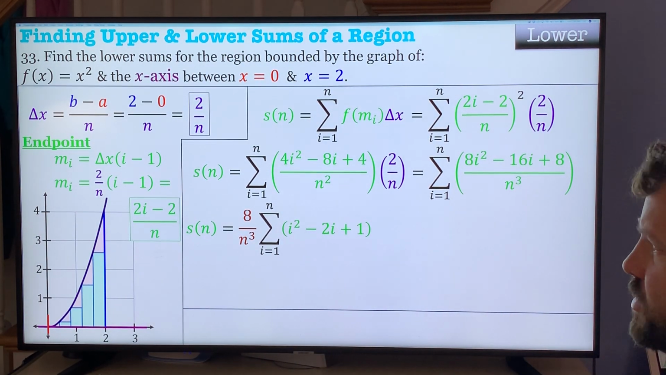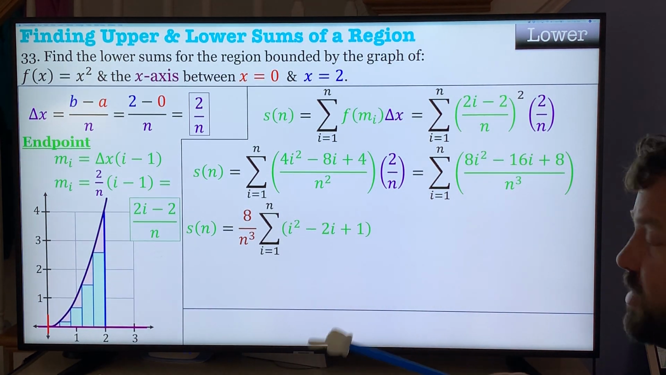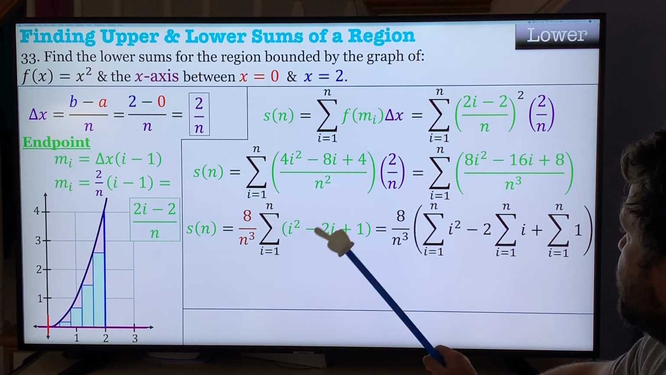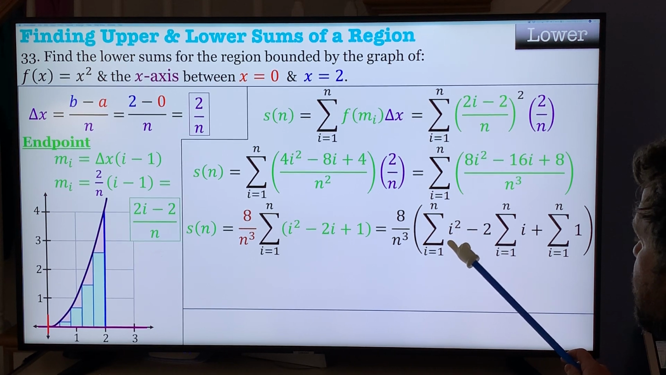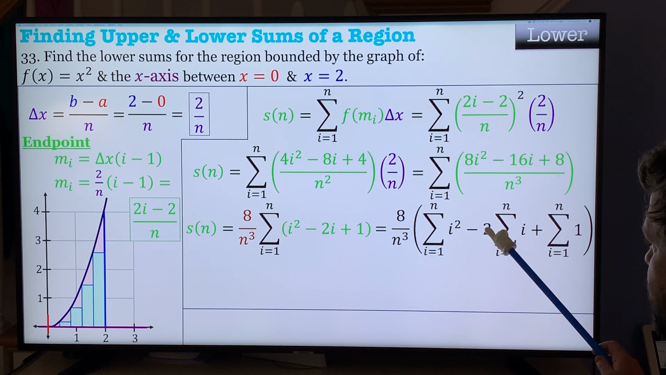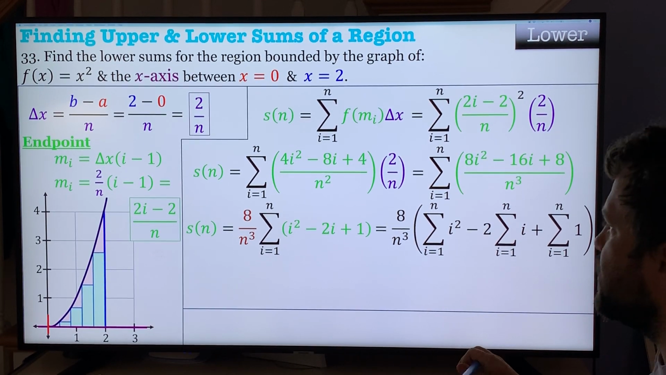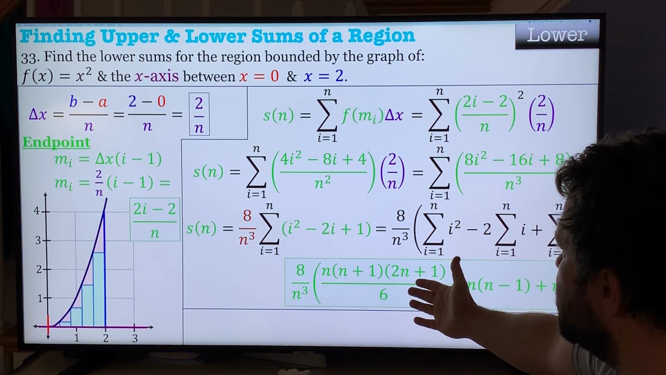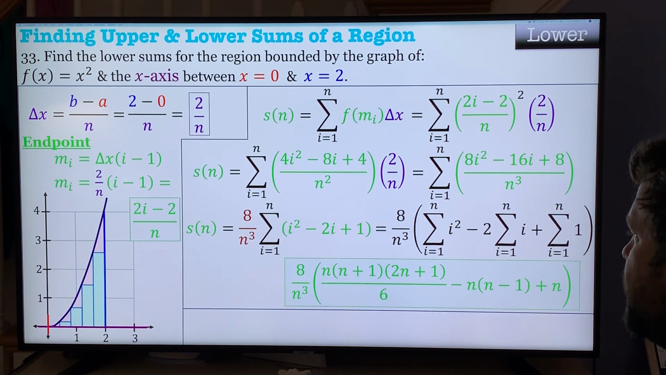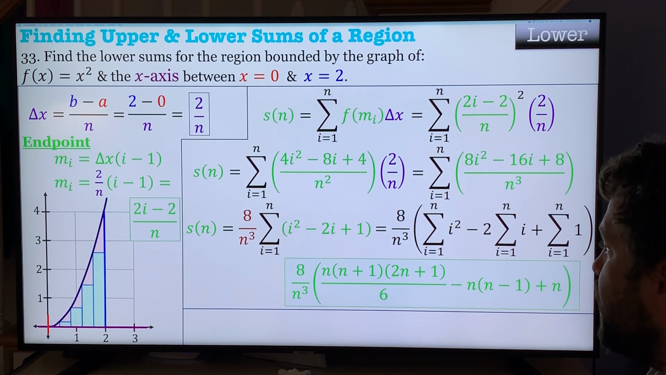Now n could be any number, so when you do this, you don't actually plug in numbers, you're just using your formulas, which is nice. The sum from 1 to n of i squared, minus 2 times the sum from 1 to n of i, plus the sum from 1 to n of 1. So we're going to use our 3 summation formulas to solve for this. And we pulled out our 8 over n cubed. So 8 over n cubed, summation formula for x squared, summation formula for x, and summation formula for a constant. Now watch what happens.